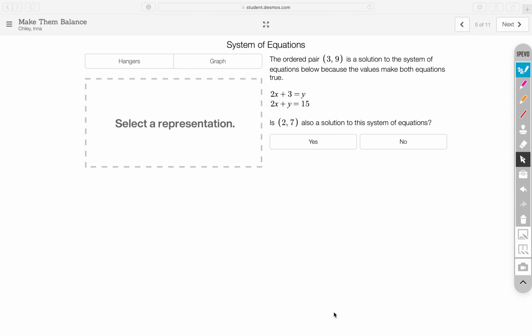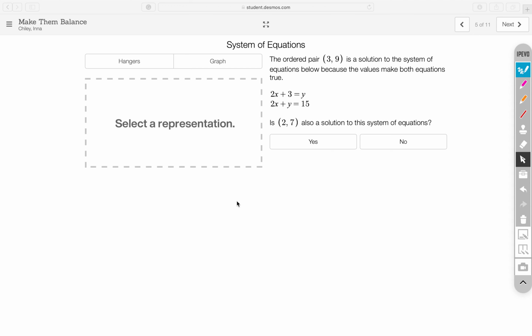This is the 5th video in a series of videos that go over a Desmos activity called Make Them Balance. The name of the Desmos activity is right here, Make Them Balance, and Ina Chile is the individual working on this Desmos activity currently, and that's me.